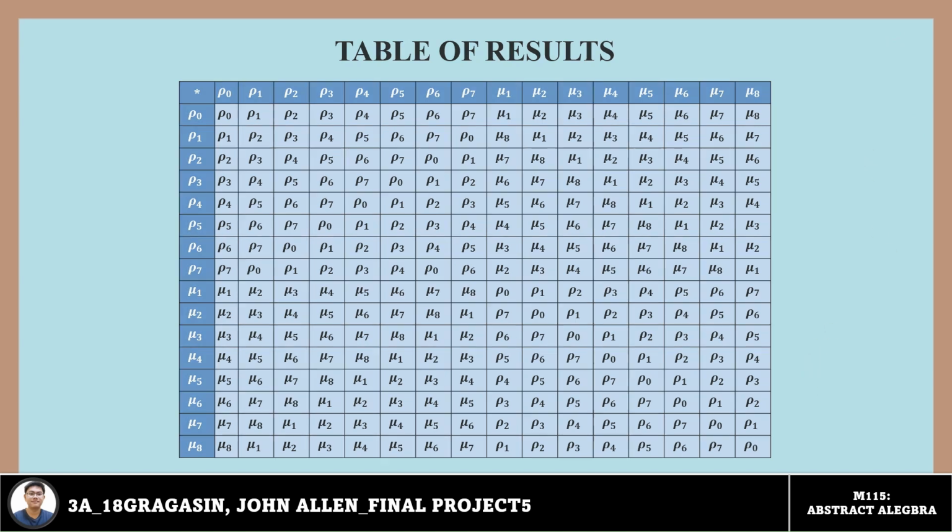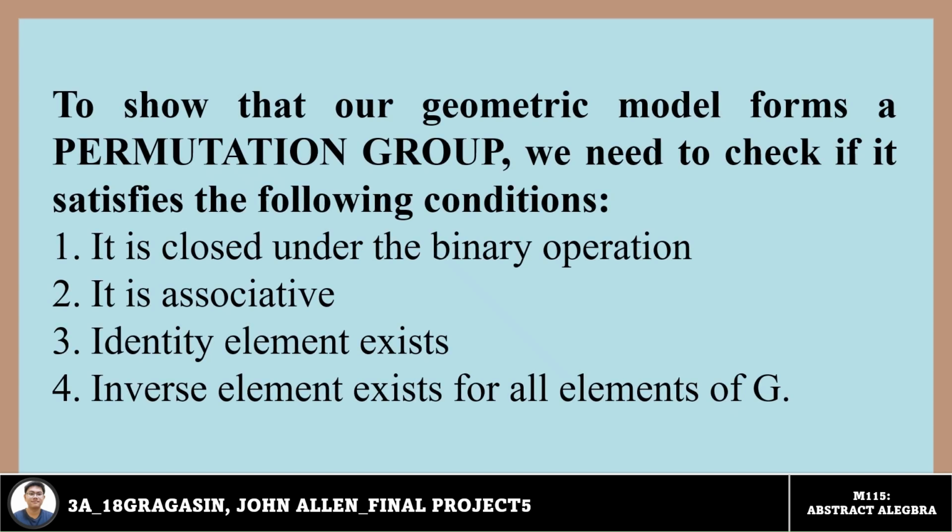Next, to show that our geometric model forms a permutation group, we need to check if it satisfies the following conditions. So we have here four conditions. For number one, is it closed under the binary operation? Number two, it is associative. Number three, identity element exists. And for the last one, inverse element exists for all elements of G.